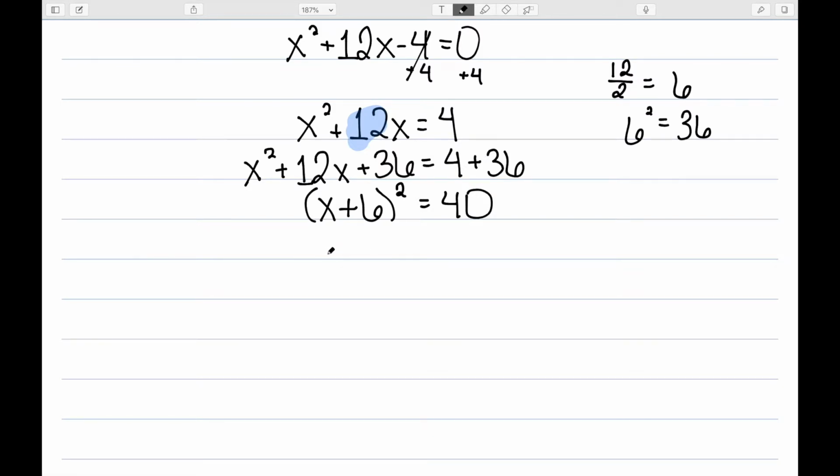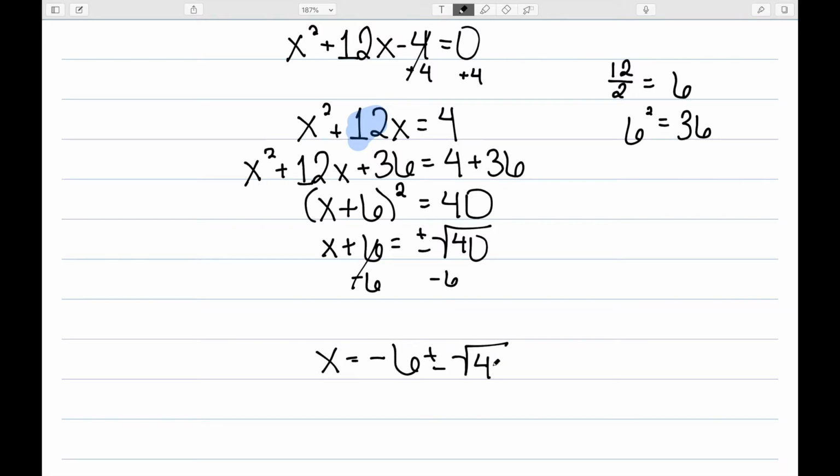Now that the left-hand side is a square, I can take the square root of both sides. But when I do, I have to take plus or minus the square root. Finally, I can subtract 6, and I have x is negative 6 plus or minus the square root of 40. And if you want to, you might be able to recognize that root 40 is the same thing as 2 root 10. So either one of these answers.